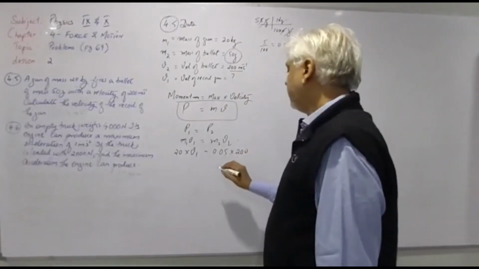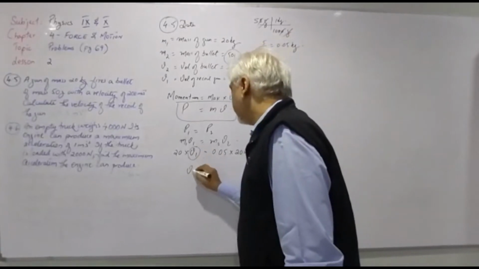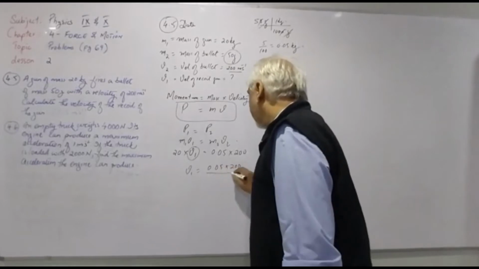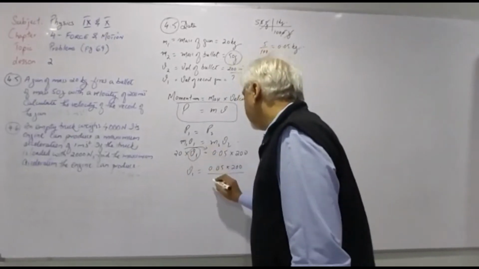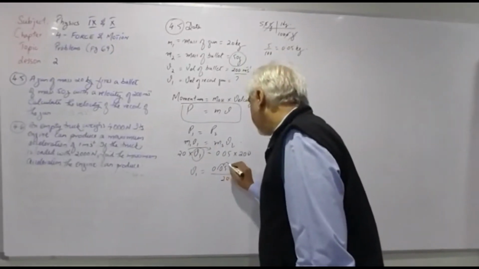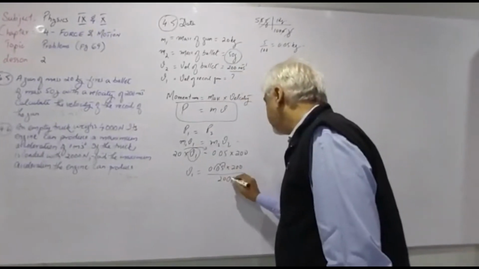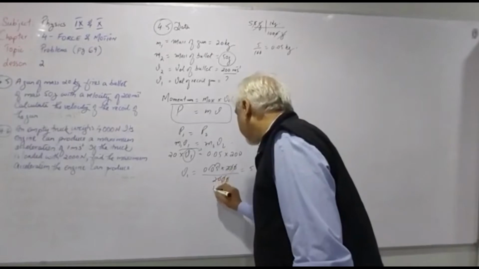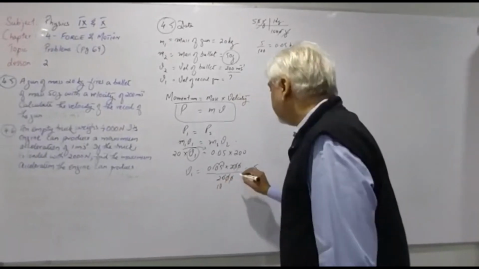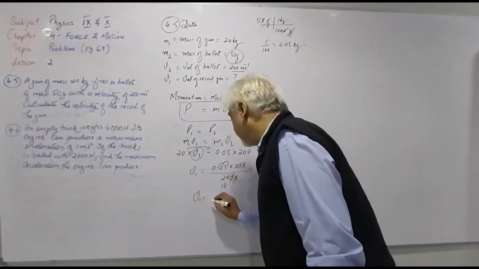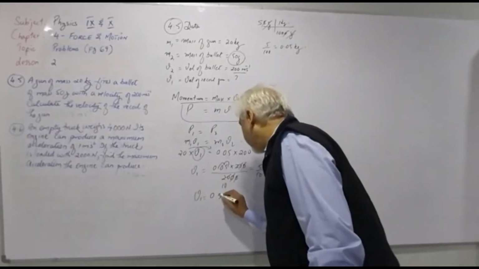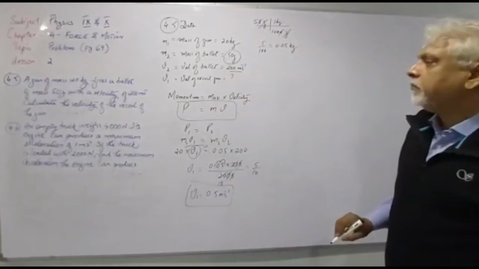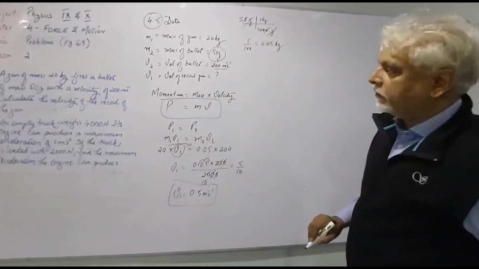There you are. Now let's keep velocity V1 of the recoil on one side: 0.05 times 200 divided by 20, bringing the 20 to the other side. The zeros will cancel out. So I'll get 5 upon 2 going to 20, 10 times 5 over 10. So the velocity of the recoil of the gun would be 0.5 meter per second. There you are. 0.5 meter per second is the recoil of the gun.